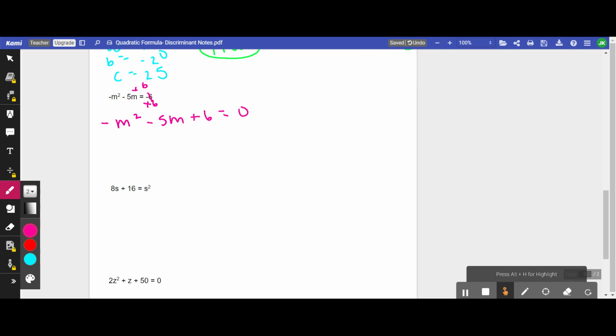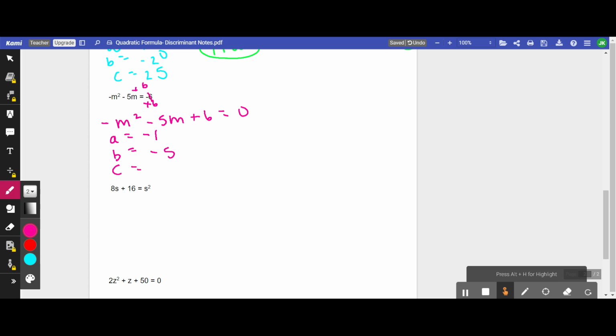And then you'll figure out the a, b, and c before you can sub them in here next. So your a is the coefficient of your x squared term, which here you have m. So your a will be negative 1 because that's what's in front of your m squared there. And then your b is the coefficient of the x term, so negative 5.